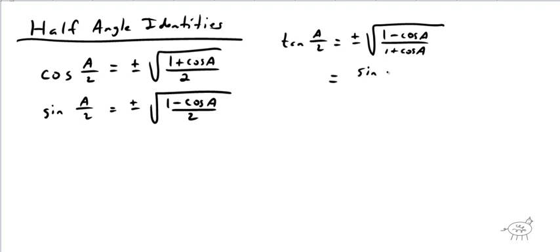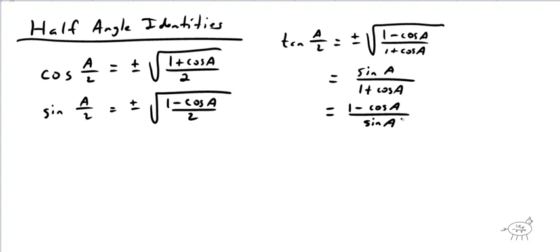It's sine of A over 1 plus cosine of A, and also 1 minus cosine of A over sine of A. So either one of those three are good. And the nice thing about tangent, especially those next two, is that there's no plus or minus. So you don't have to worry about the plus or minus.